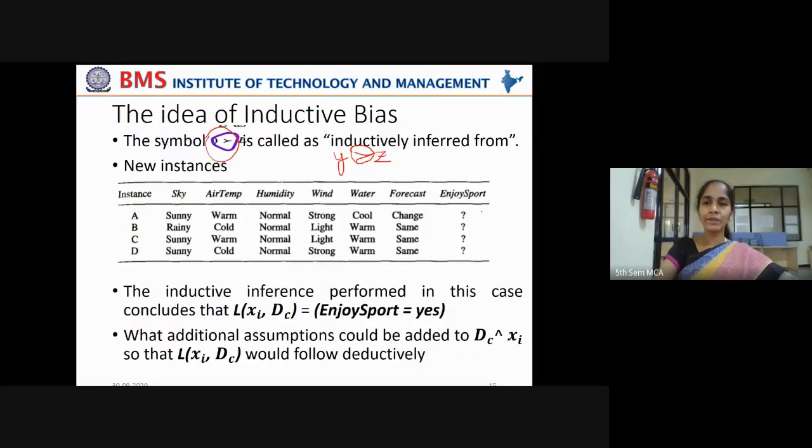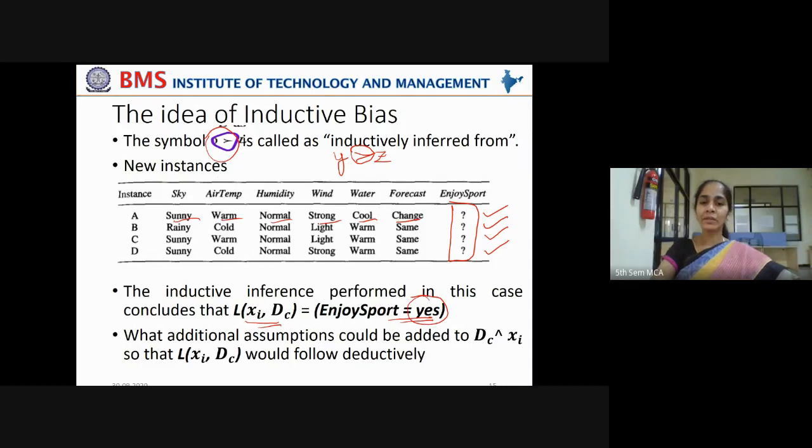Okay, for that, let us take a new instance of the day's climate for various attributes. We have taken A, B, C, D as the new instance where the outcome label has to be predicted. Now, the inductive inference performed in this case concludes what? This new instance is predicted as S. How is it predicted as S? Because you have a specific hypothesis in the hypothesis space which is true for a positive example. In that case, this is also predicted as S.